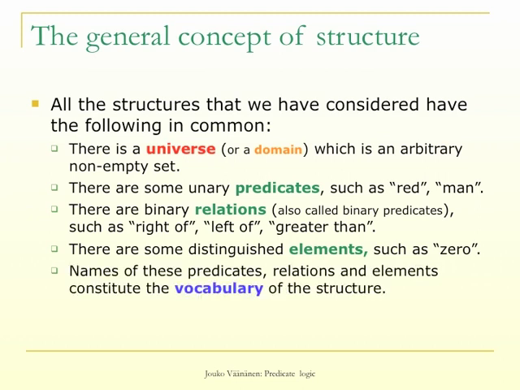Names of these predicates, relations and elements constitute the so-called vocabulary of the structure. So every structure has a vocabulary. This is the first thing one fixes when one tries to define a structure for some purpose. The first thing to decide is the vocabulary. Then the universe, and then the predicates unary or binary, and maybe some distinguished element.